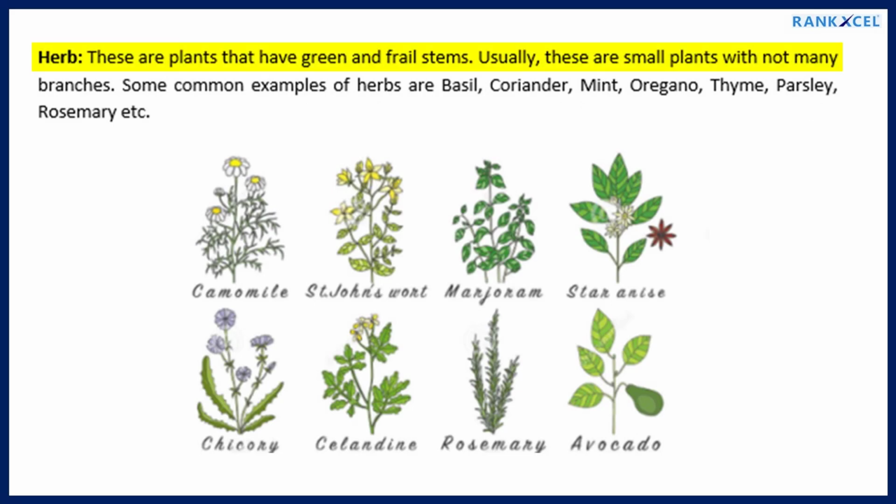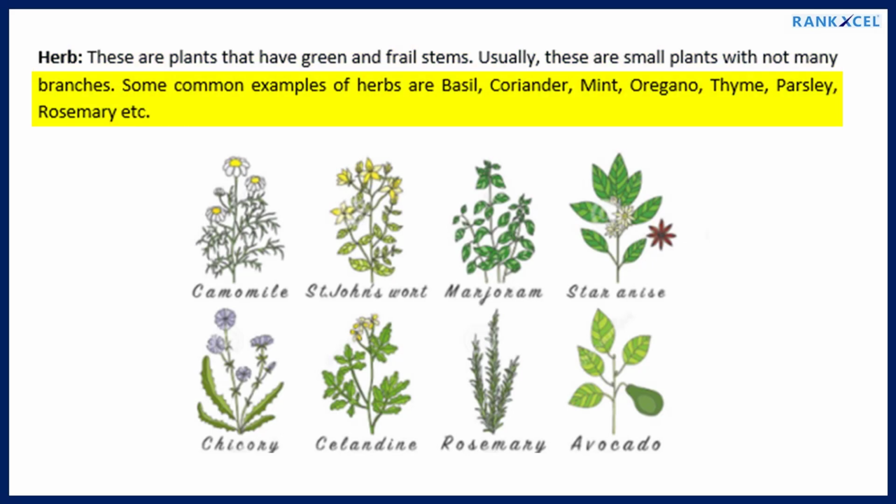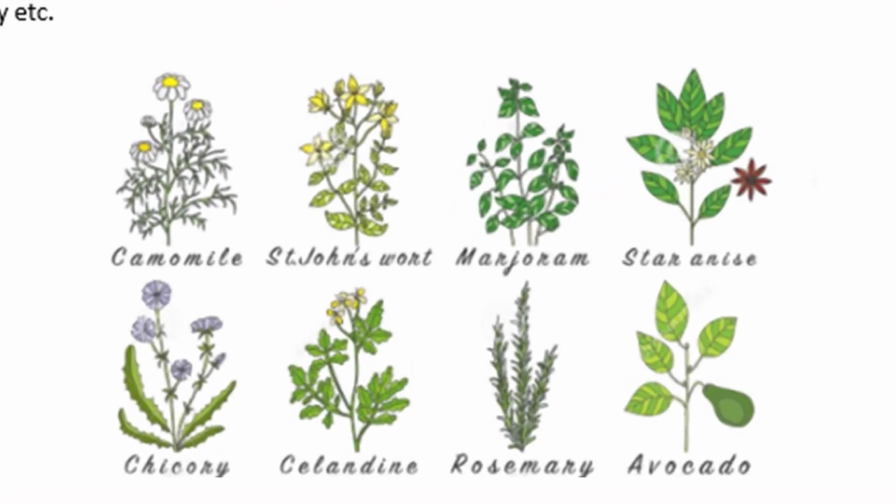Herb. These are plants that have green and frail stems. Usually, these are small plants with not many branches. Some common examples of herbs are basil, coriander, mint, oregano, thyme, parsley, rosemary, etc. Herbs, small plants with tender stems.